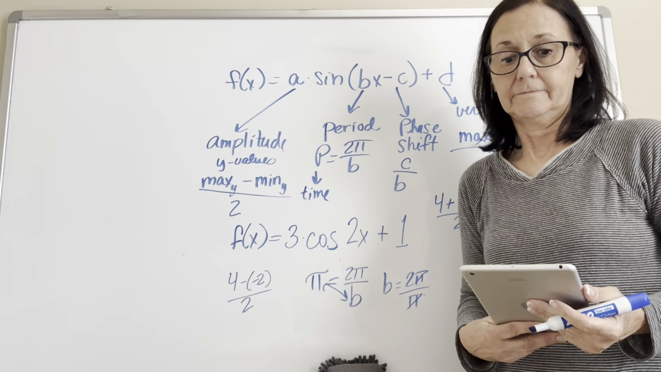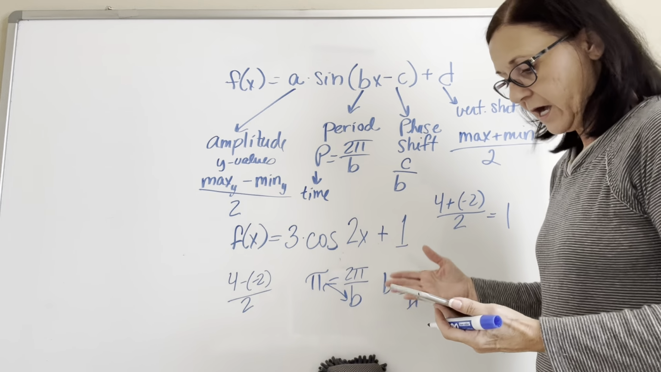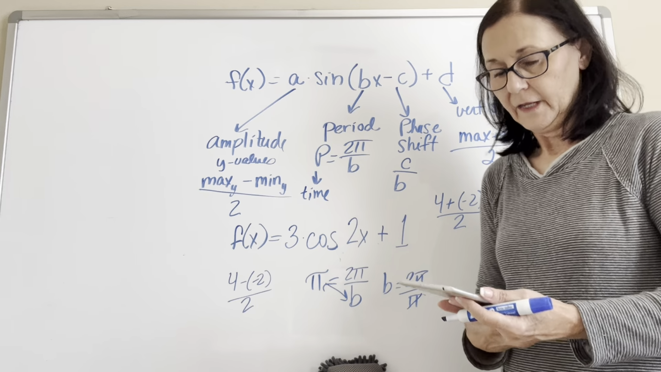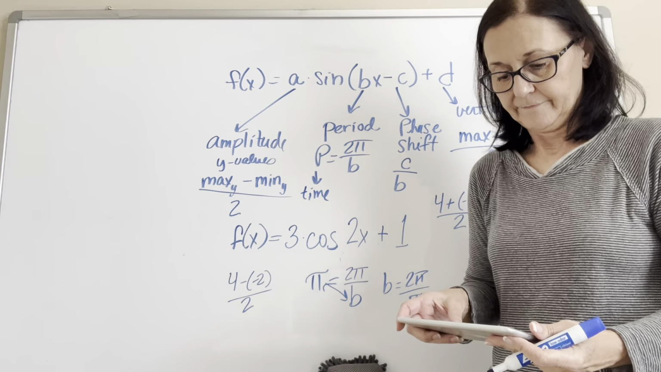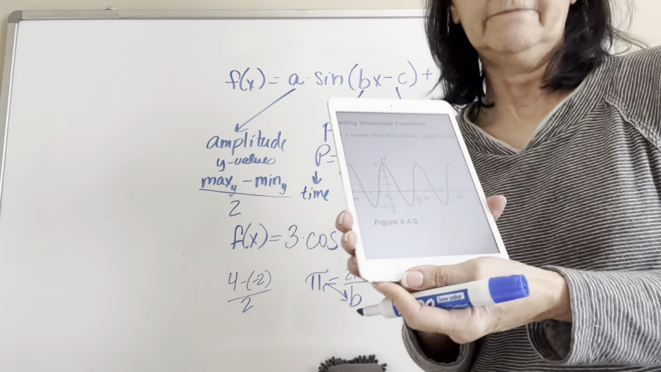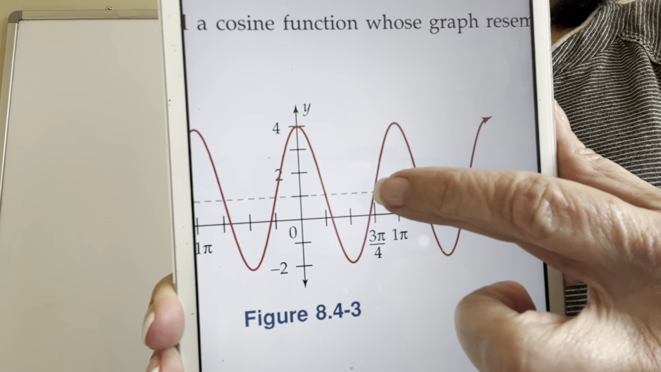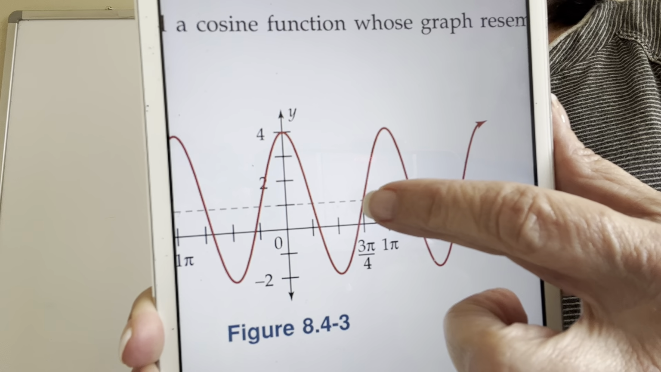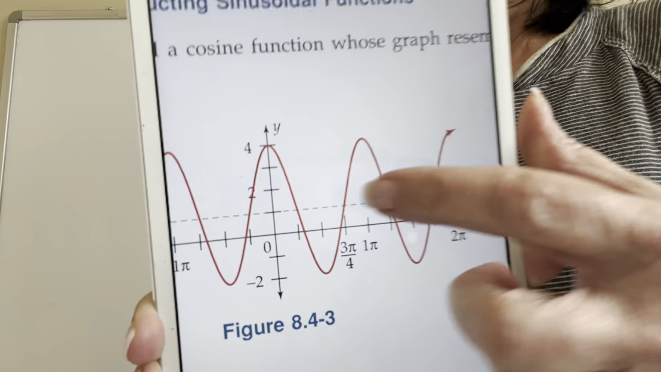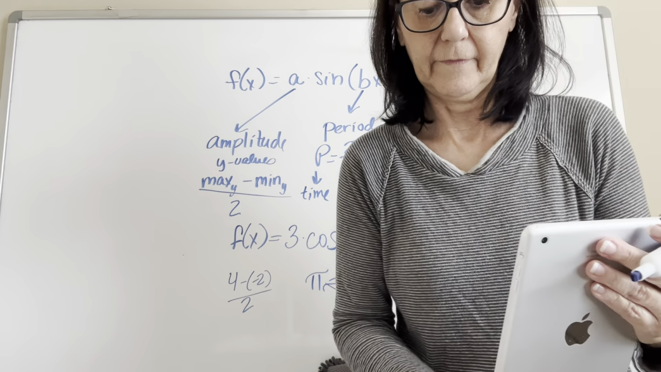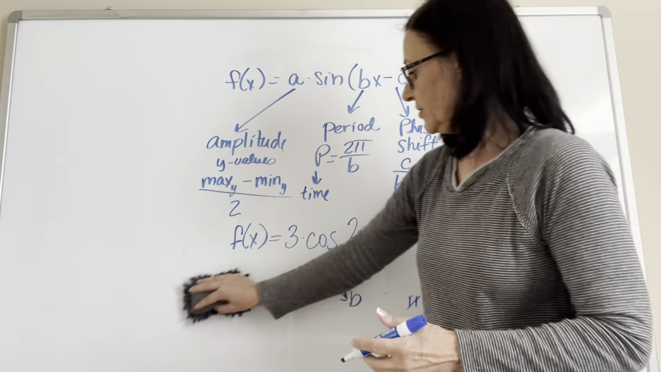Now, if I were writing the sine function, I remember it goes up first, then goes down. So if I'm writing the sine function, we did the easiest one first. I would say my sine function begins here. So that's a phase shift right by 3 pi over 4. That's the only difference with the sine function.